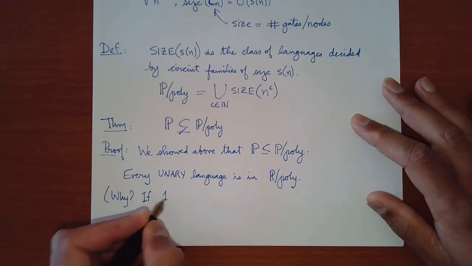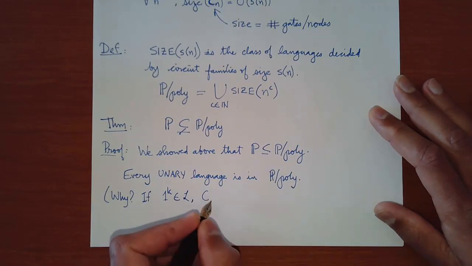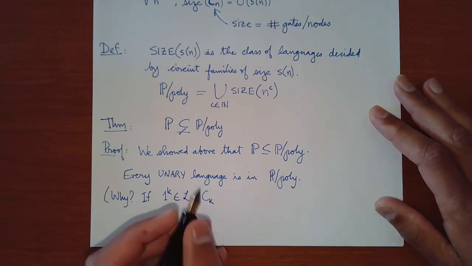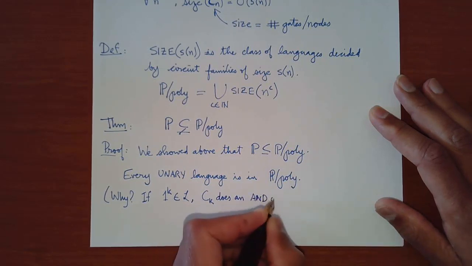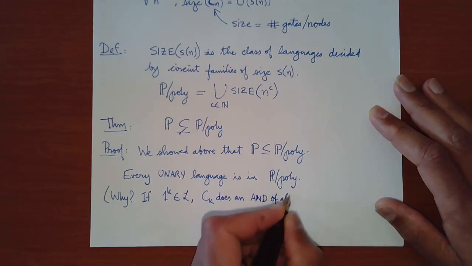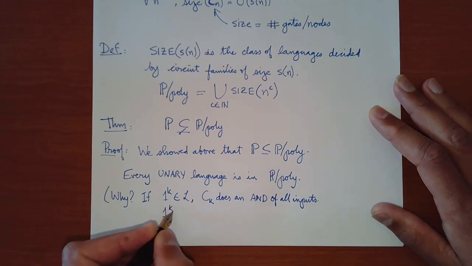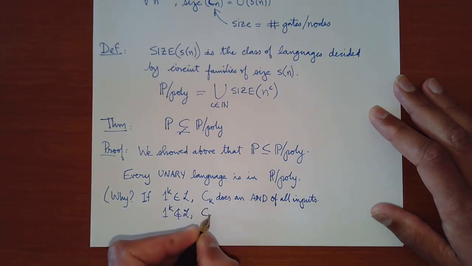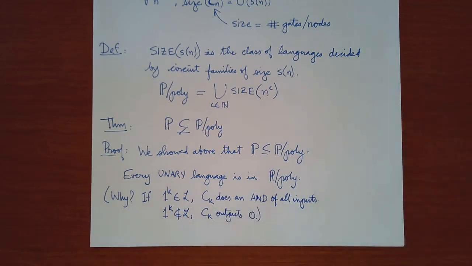So if 1 to the k is in the language, then ck does an AND of all inputs. If 1 to the k is not in the language, ck outputs 0. That's it. So it's a linear sized family, right? Because to take the AND of all the inputs, you need linear size. But otherwise, you just output 0. So every unary language is in P/poly.